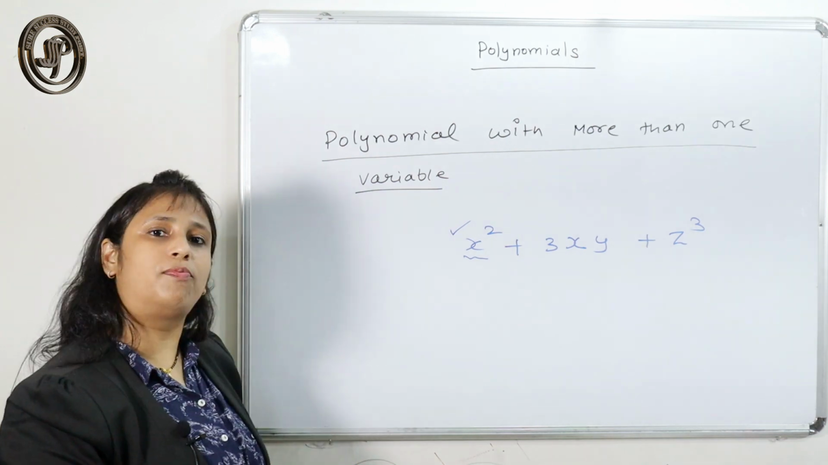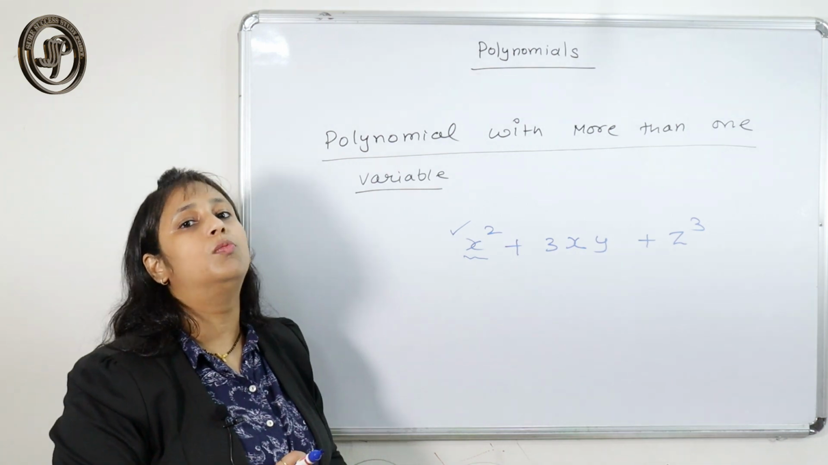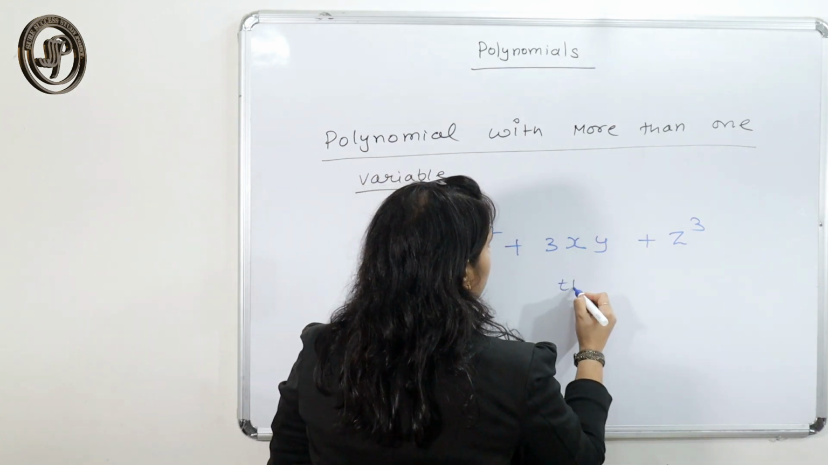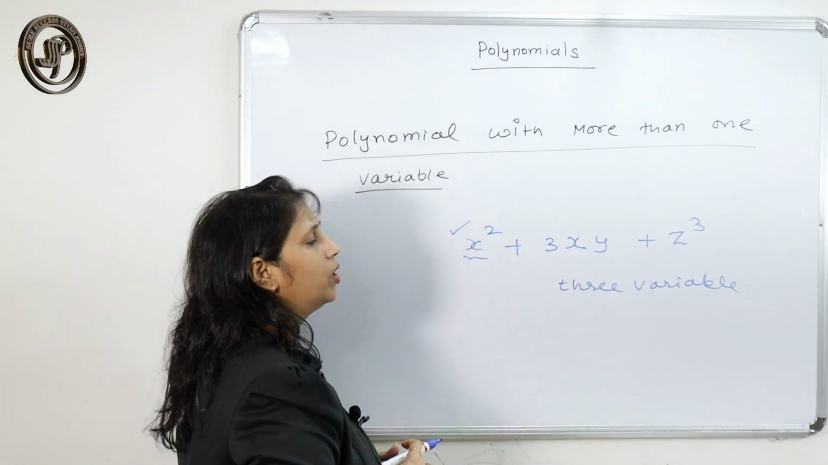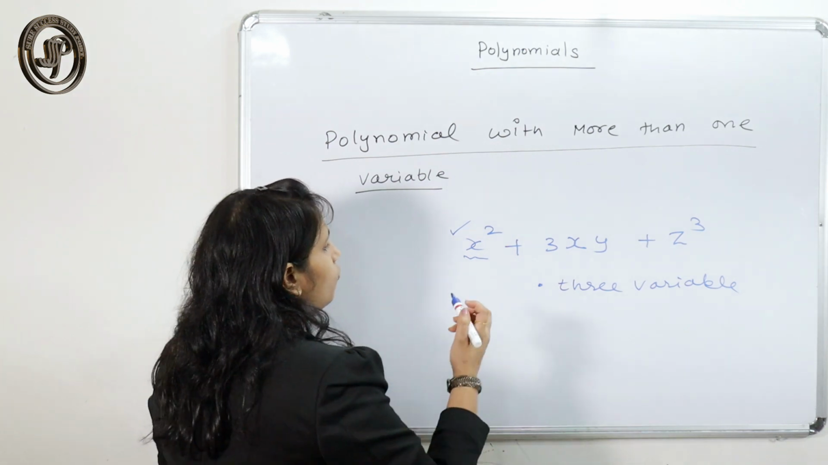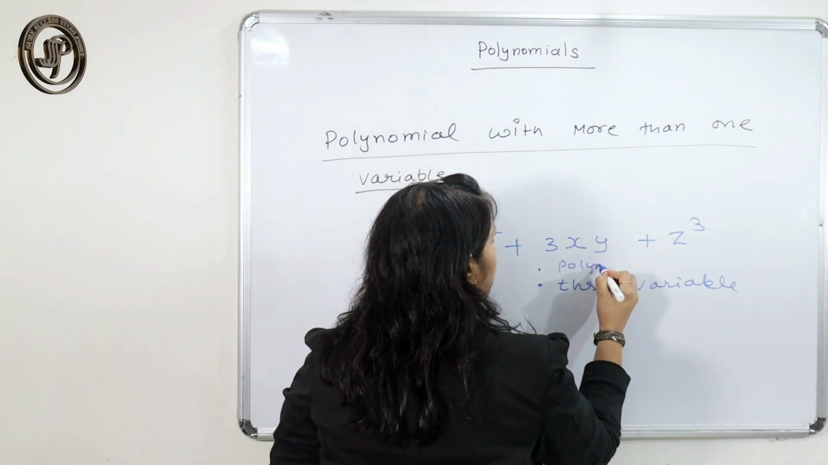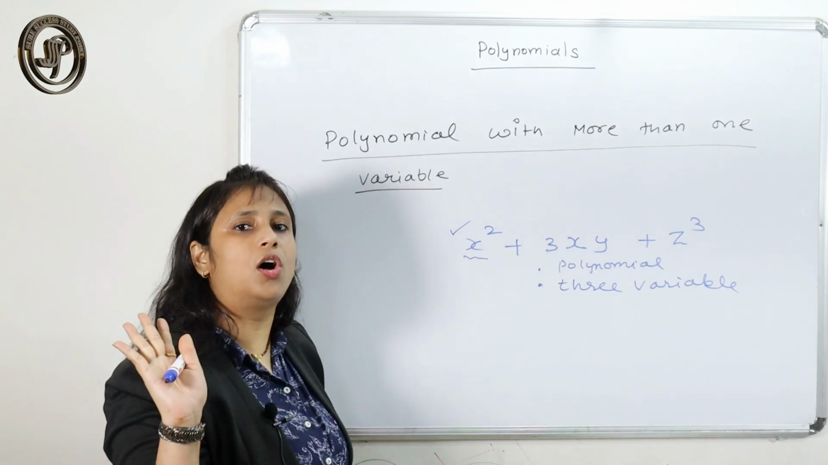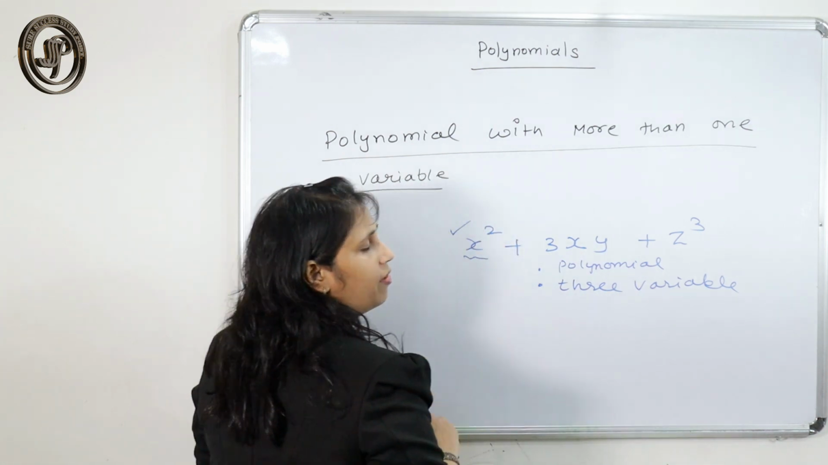But what type of polynomial is this? This is called a polynomial with more than one variable. Here it is a polynomial with three variables. If I want to find the degree, first I must say this is a polynomial because the power of each term is a whole number, right? It has three variables.